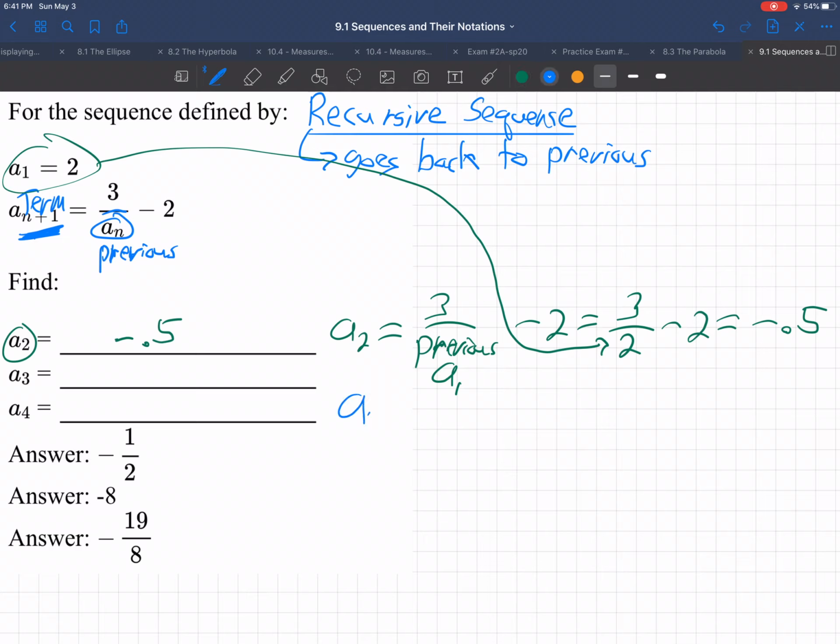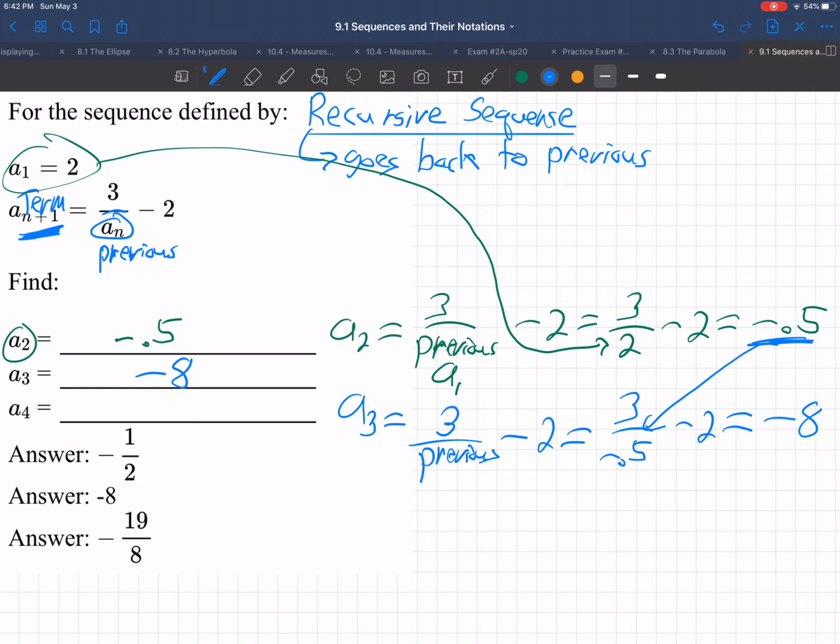And then a sub 3 is 3 over the previous term minus 2. You just keep going with that same formula. So what this says up here every time is 3 over the previous term minus 2. So in this case it's going to be 3 over, now what's the previous term? Well, it's this one. Minus 0.5 minus 2. And that's going to come out minus 8 if you use your calculator. See, the previous term there was a sub 2.